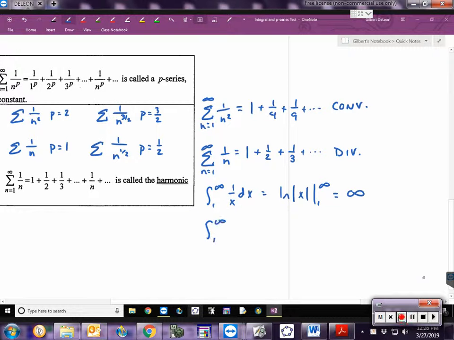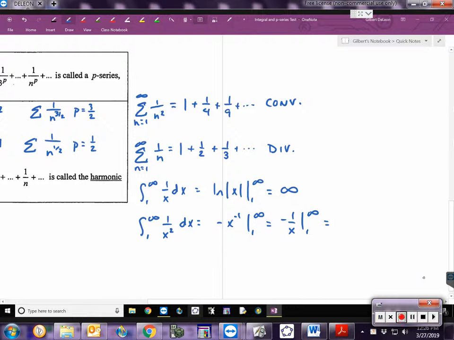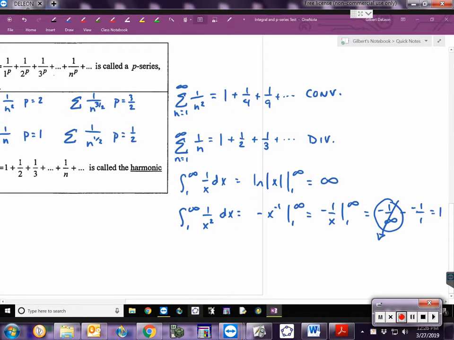Whereas if we integrated from 1 to infinity for 1 over x squared dx, we would end up with negative x to the negative first, evaluated from 1 to infinity, which is negative 1 over x, evaluated from 1 to infinity. And then as I plug in infinity for x, this term is going to 0, and we end up with a positive 1. So then we end up with convergence for that second improper integral, which then means convergence for the series 1 over n squared.